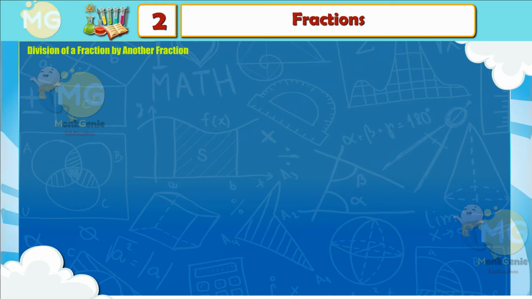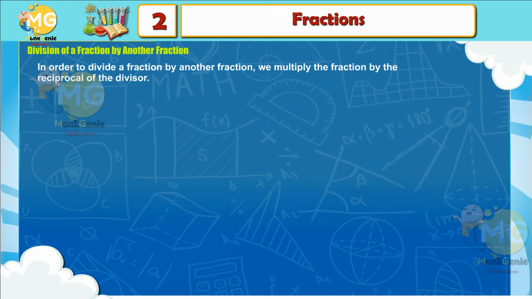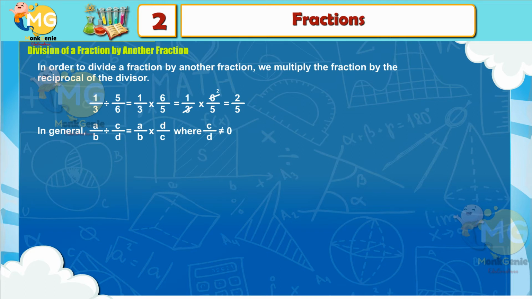Division of a fraction by another fraction. In order to divide a fraction by another fraction, we multiply the fraction by the reciprocal of the divisor. 1/3 divided by 5/6 is equal to 1/3 multiplied by 6/5, which is equal to 2/5. In general, a/b divided by c/d is equal to a/b multiplied by d/c, where c/d is not equal to 0.